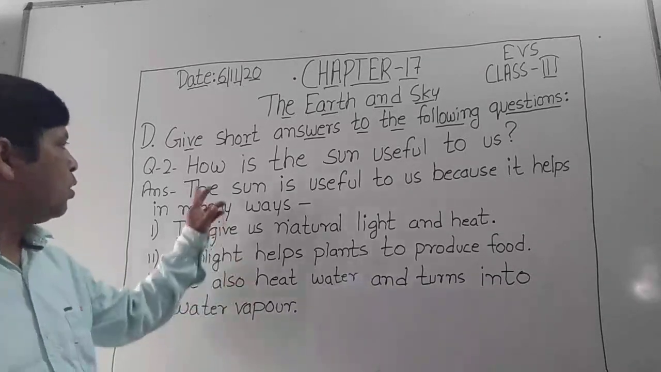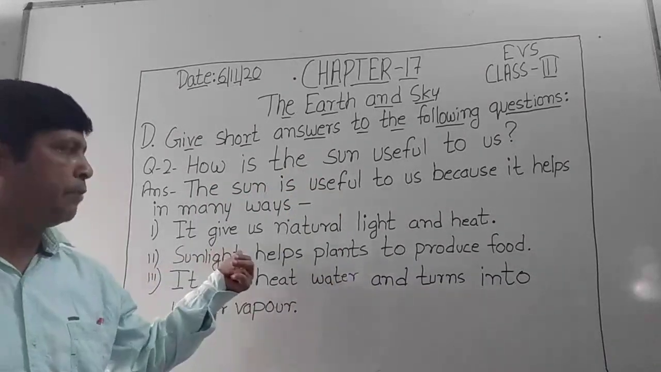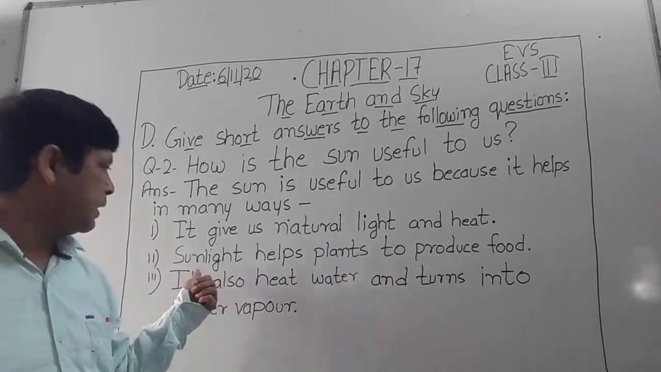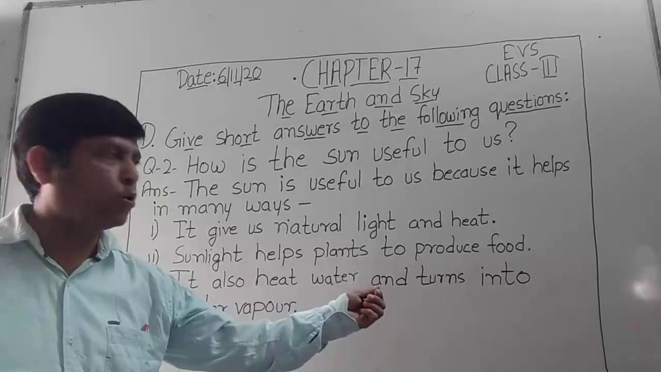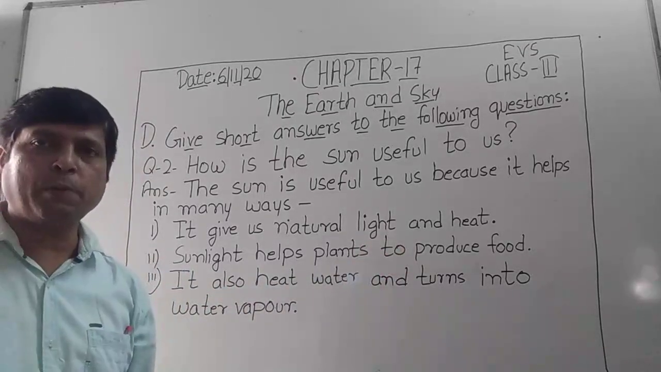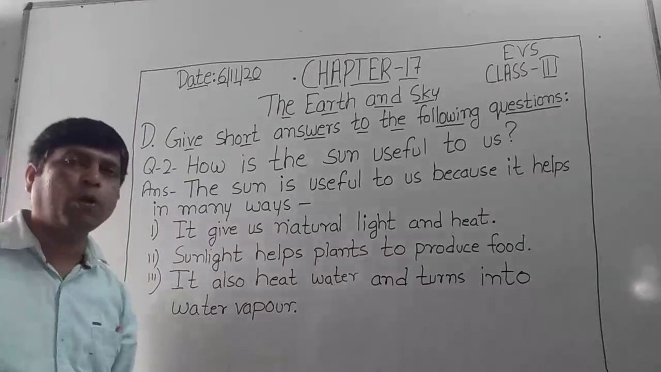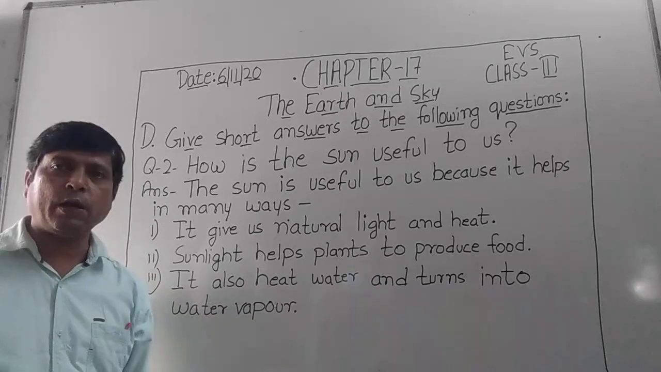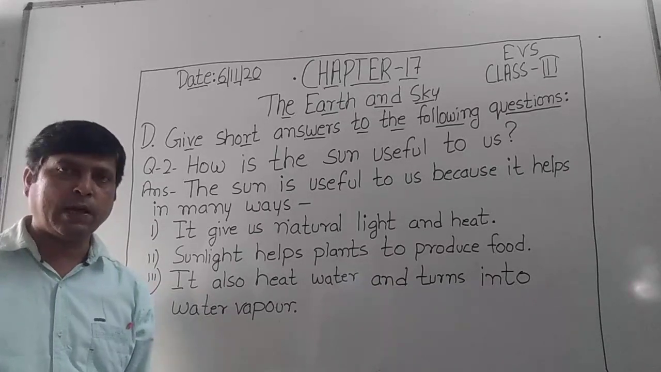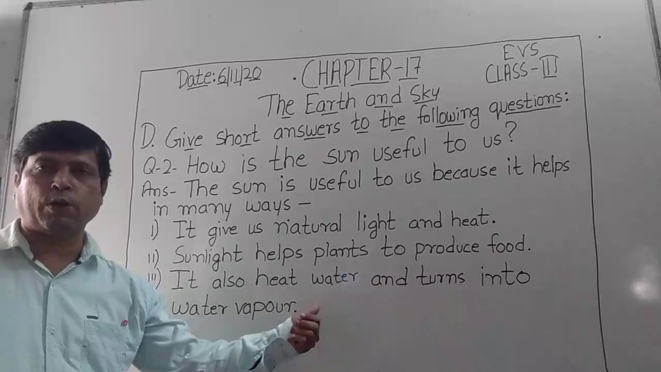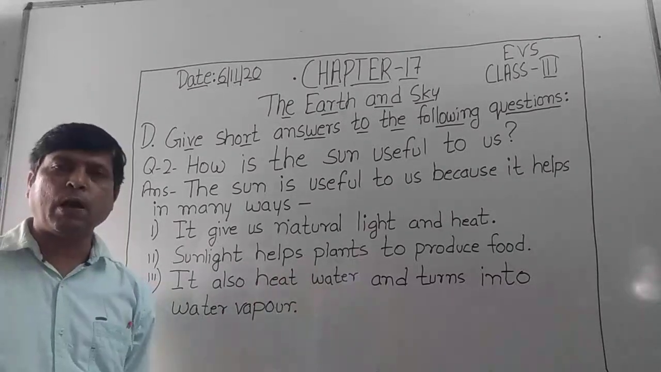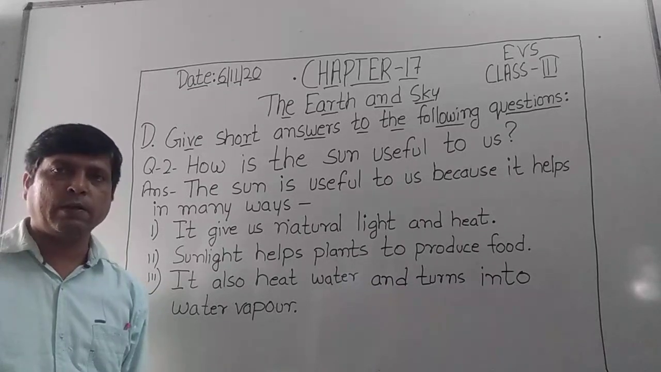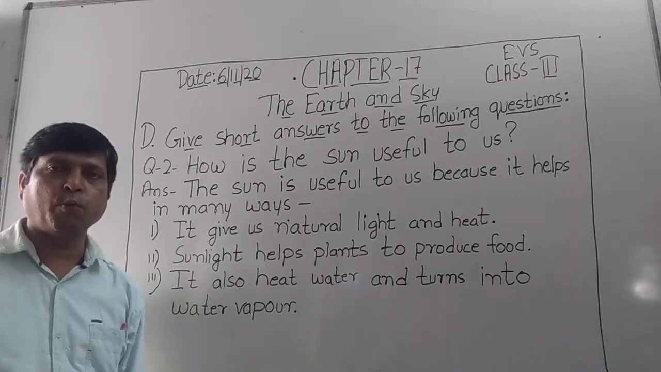So how is the sun useful to us? We have discussed, we get natural light and heat. Second point, it helps plants to produce food, because we human beings and animals both depend on plants for our food, directly or indirectly. Is it clear? And it also heats water and turns it into water vapor. So this is the importance of sunlight. Note down from the board.